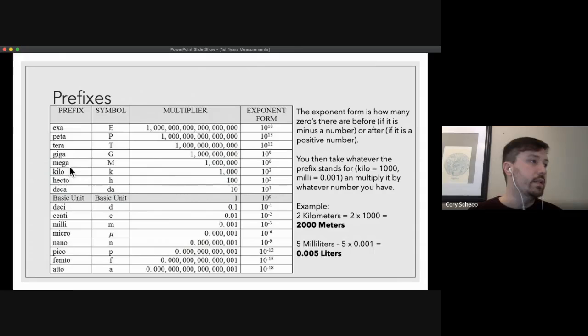What this is, if you look over here, it gives you the prefix. So it says kilo. So a kilometer is 1,000 meters, right? A hectometer, which you don't really see very much, is 100 meters, right? Decameter, 10 meters. And then you have your 1, and then you start getting smaller and smaller and smaller.